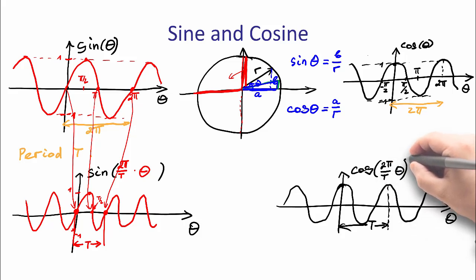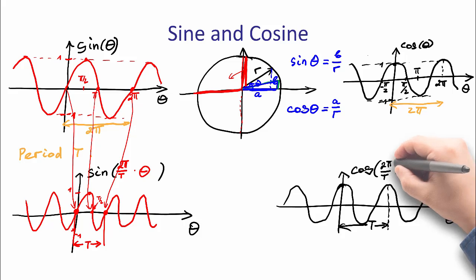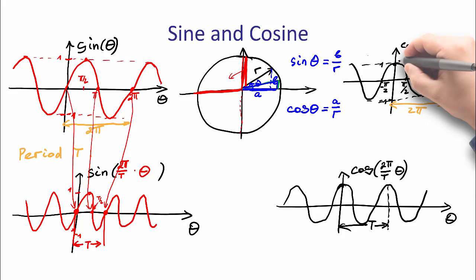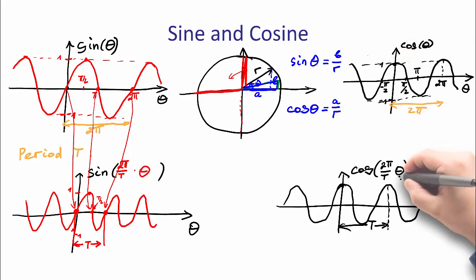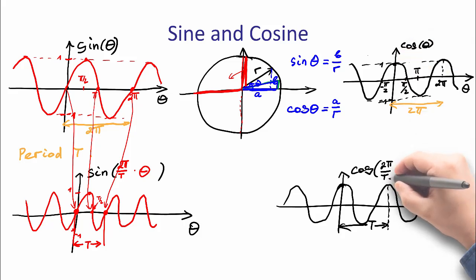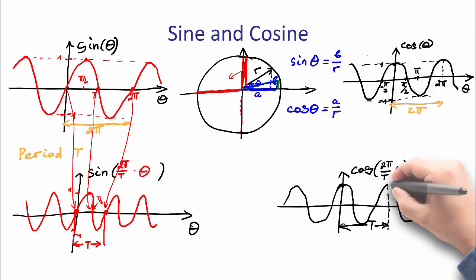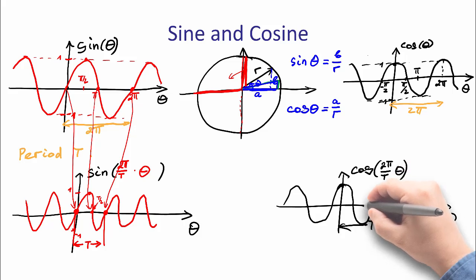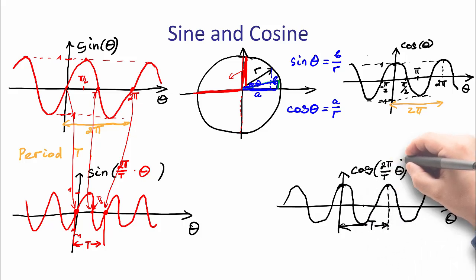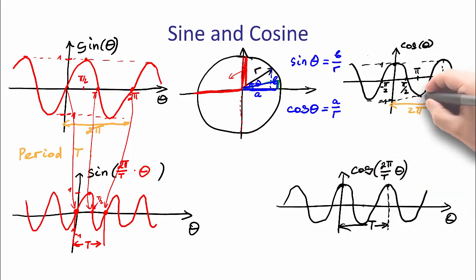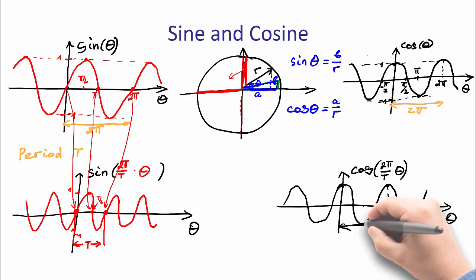Let's see why this works. Because, first of all, for theta equals 0, we get cosine of 0, which is 1 here. For theta equals t, we get cosine of 2 pi, which is here. And this is again 1. This is the same point here. Let's try the point in the middle, which is t half. You'll have cosine of pi. But cosine of pi is minus 1. So that's exactly that point.